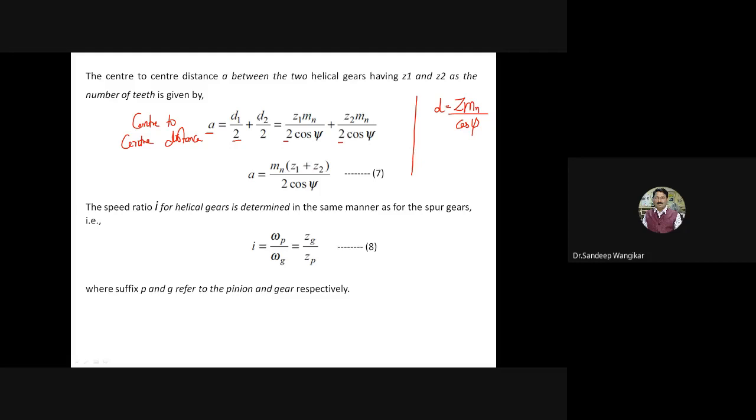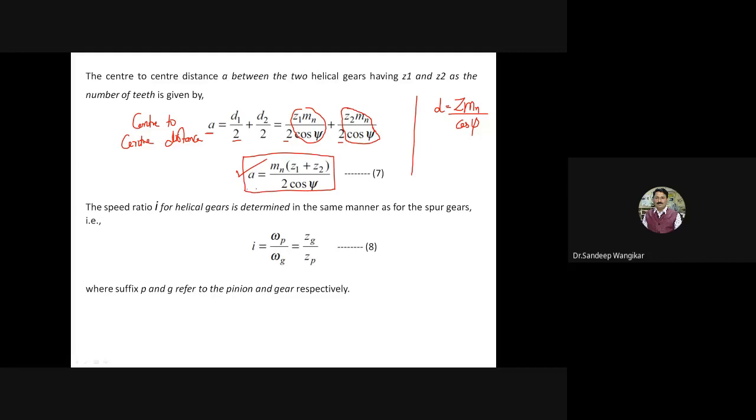So we will substitute the value for d1 as z1 mn divided by cos of psi, and d2 as z2 mn divided by cos of psi, and now taking mn common, A is equal to mn times z1 plus z2 divided by 2 cos psi. So this is the formula if you have to calculate the center distance, provided that the number of teeth are with you, the module is with you, and the helix angle psi is given. Then you can easily calculate the center to center distance for helical gear. So this formula is important.